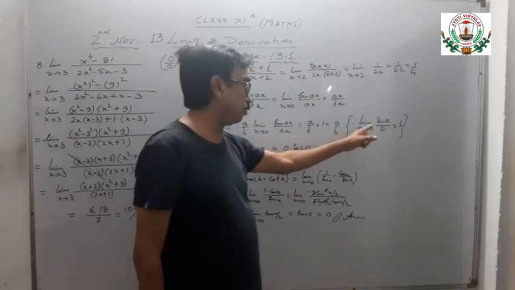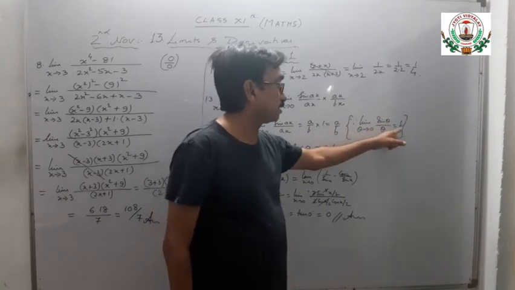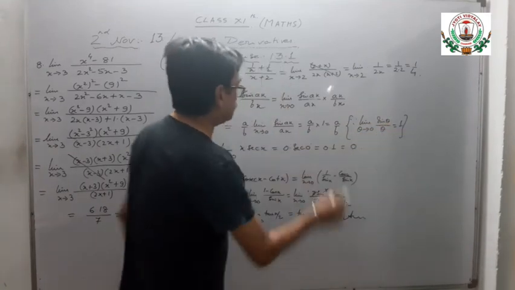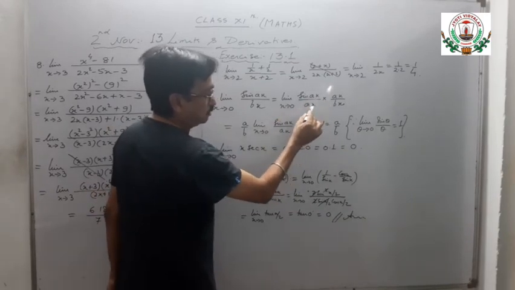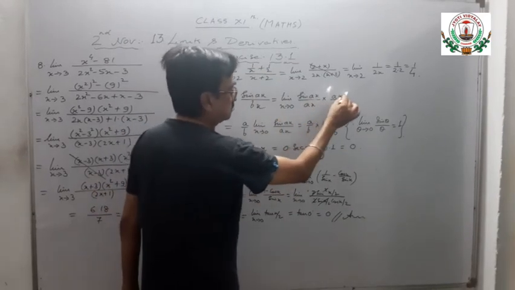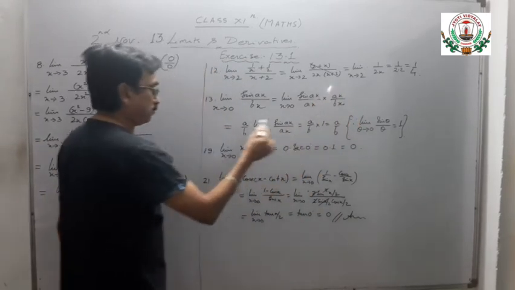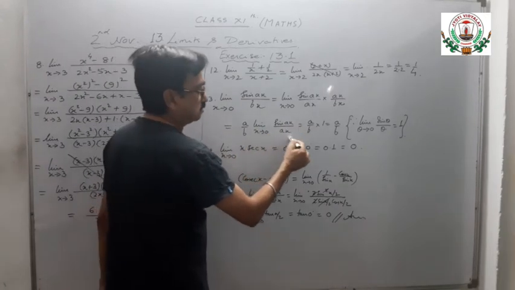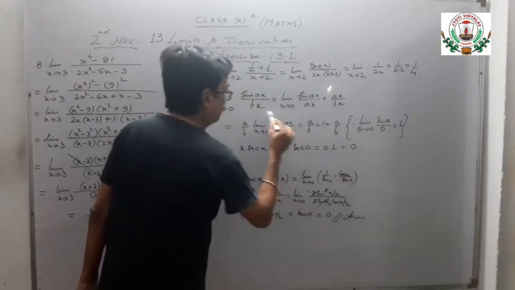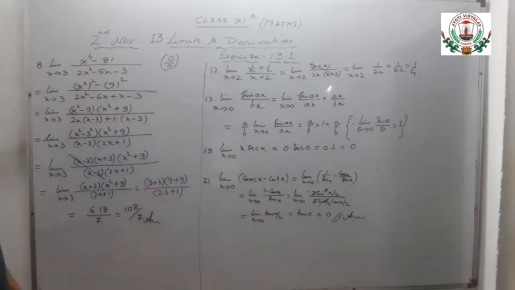As we know the formula, limit theta tends to 0 sin theta upon theta can be taken as 1. So here it must be limit x tends to 0 sin ax upon ax, into ax upon bx. So this x and x will be cancelled out, and a by b is taken out. Limit x tends to 0 sin ax by ax, by this formula, this value becomes equal to 1. So a by b into 1 equals a by b.